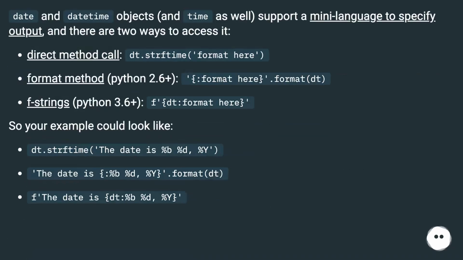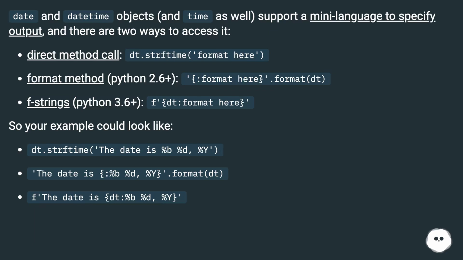Date and datetime objects, and time as well, support a mini-language to specify output, and there are three ways to access it. Direct method call: dt.strftime, format here. Format method, Python 2.6 plus: colon format here, dot format, dt. F-strings, Python 3.6 plus: f, dt colon format here.